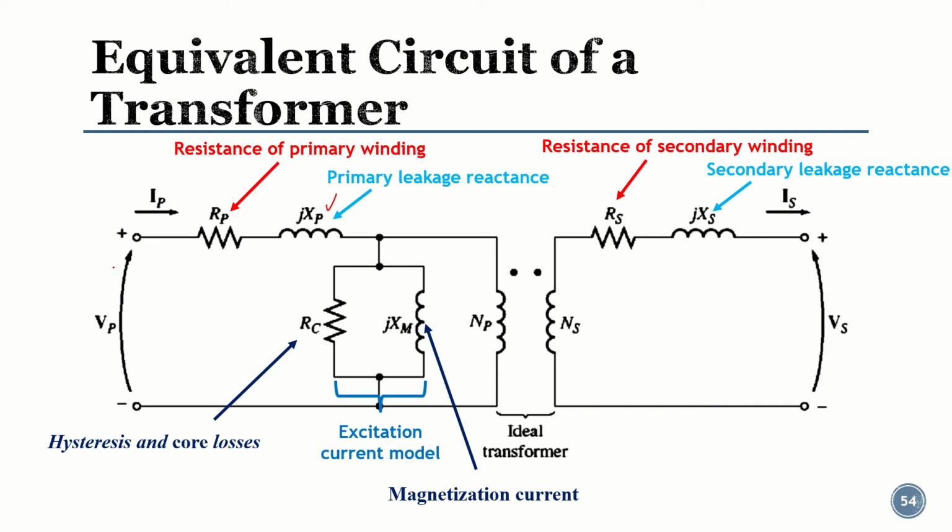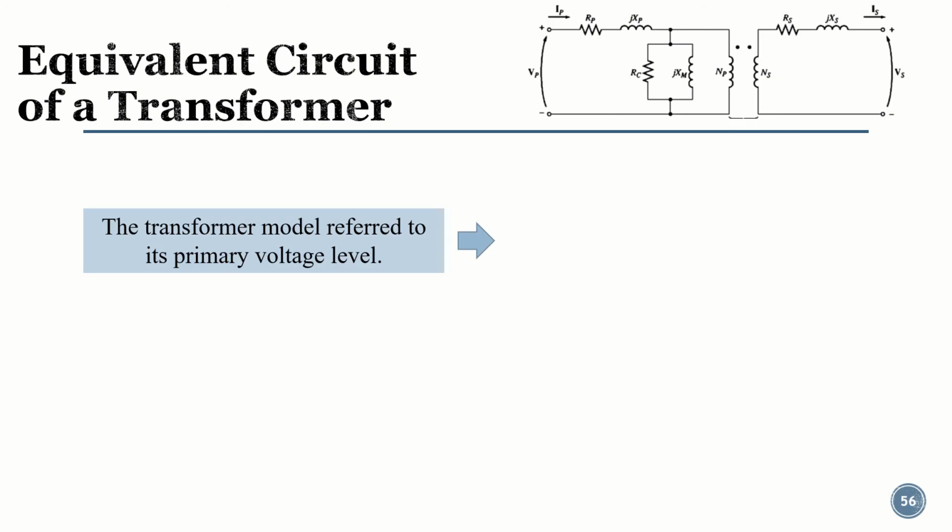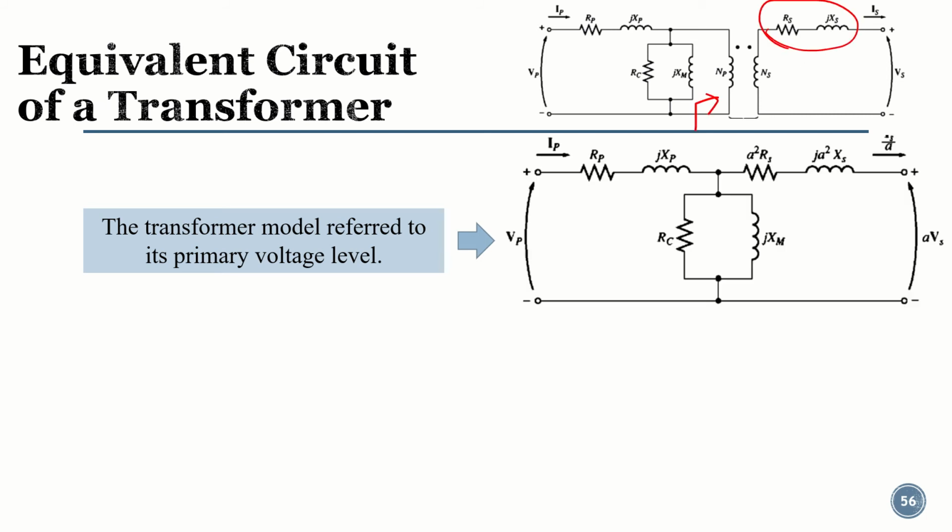Then we learned that this is the primary side, this is the secondary side, and how we can actually convert the circuit when we are looking from the primary side. So the circuit which we look at from this end is equal to a square times the secondary side impedance, which is this. So we can model two circuits. The first one is the transformer model referred to the primary voltage level. So referring to the primary voltage level, this impedance was modeled by a square, right?